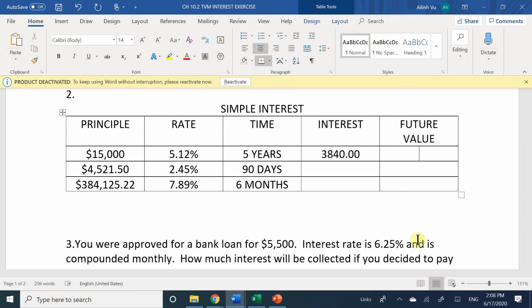All right. And then how do you solve for future value? You take the interest and the principal and add them together, right? And what do you get? Interest on the principal. 18,840. That is correct.